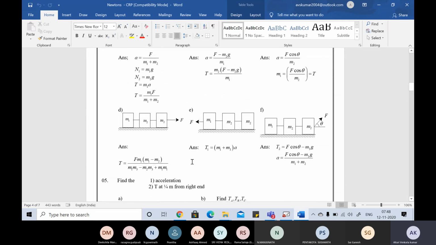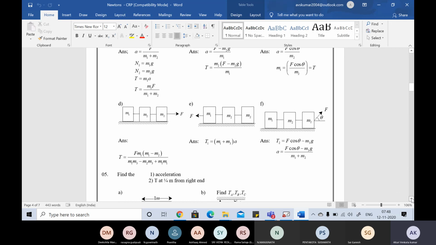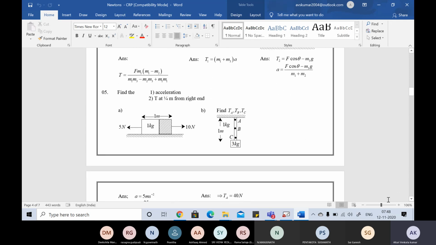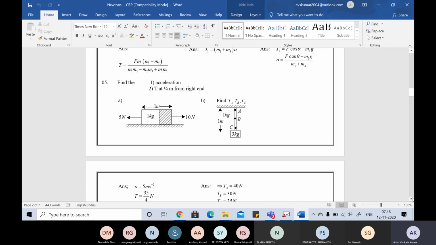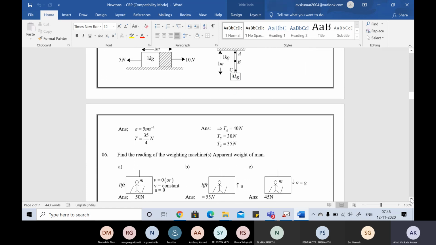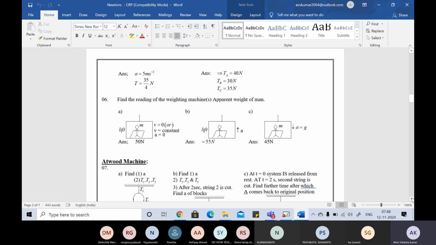Yesterday I told you up to the fourth problem. Homework. Now the fifth problem you don't do. This is called a rope with mass. This I'll tell afterwards. Then the sixth problem, find the reading of the weighing machine. This already we have done.